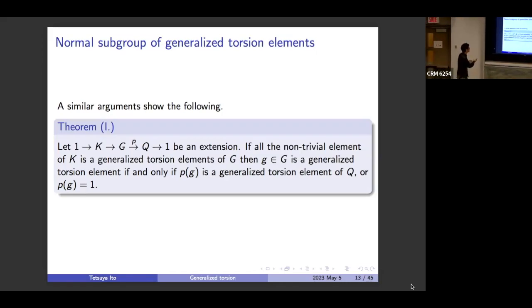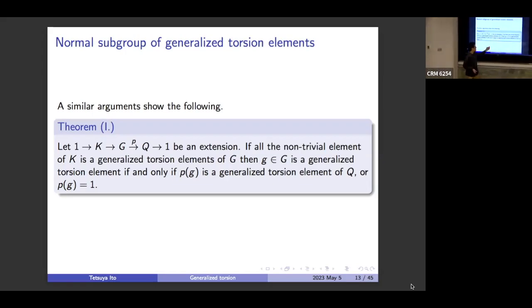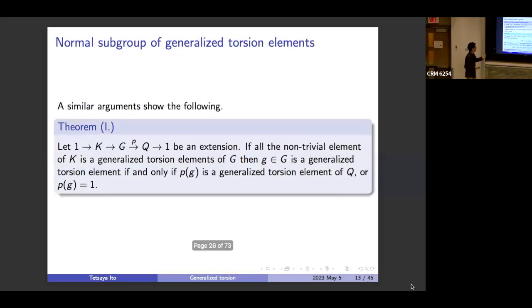Although this argument uses that K is a torsion subgroup, a similar argument gives the following kind of generalization. Let 1, K, G, P be an extension. If every non-trivial element of K is a generalized torsion element, then an element of G is a generalized torsion element if and only if its projection is a generalized torsion element, or it is in the kernel of p.